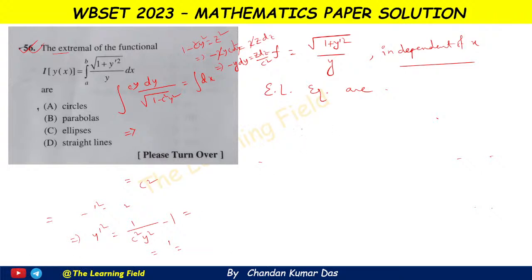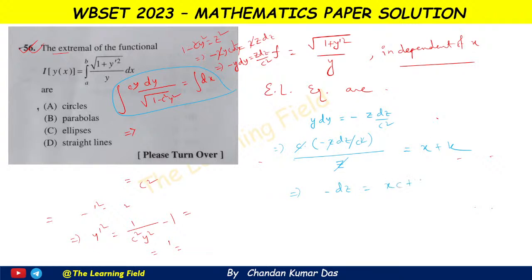Now this means what we get, y dy equal to minus z dz by c square. Now if we put this in the integral, then we get c into y dy, meaning minus z dz by c square by simply z, is equal to x plus suppose any constant k. So one c gets cancelled, z gets cancelled, so minus dz is equal to, if we multiply this c to this side, xc plus ck.